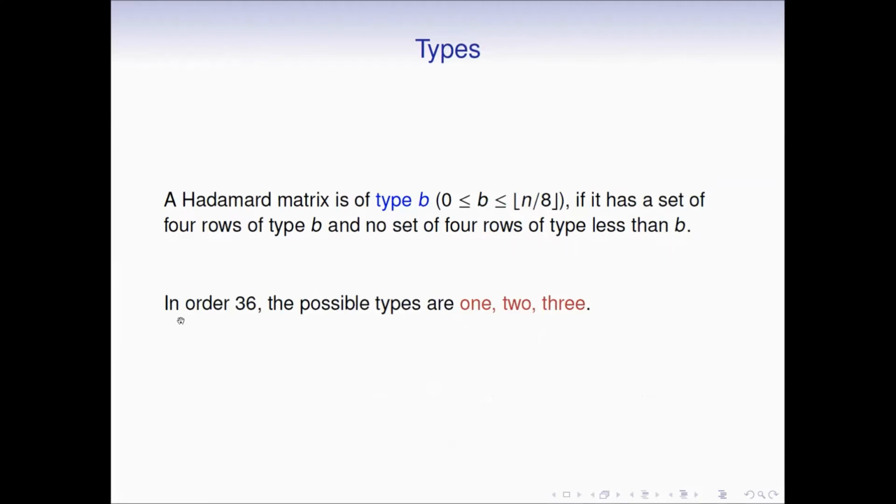So if you look at order 36, here n is 36. 36 over 8 is 4, and the possible types are 0, 1, 2, 3, 4. But we know that type 0 and type 4 are not possible. So the only possible types are 1, 2, 3.